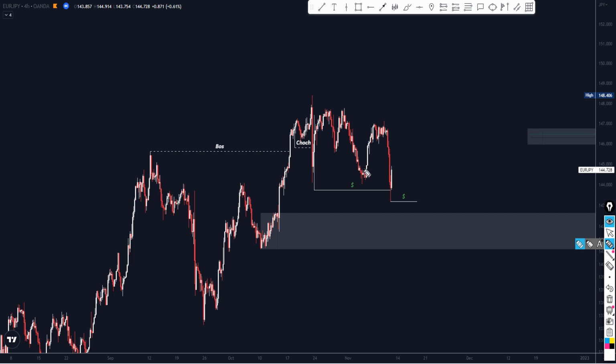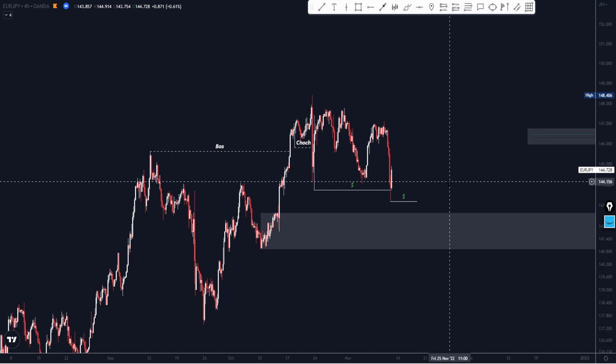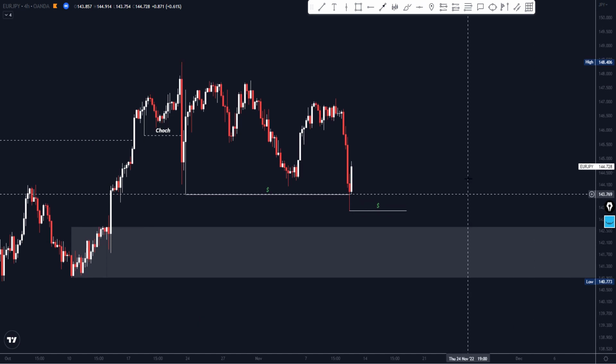Most people, since price made it until here, believe that now we are in a downtrend. They see that as a lower high compared to this one, and then this one as a lower low, let's say, compared to this one. And they think that now we are in a downtrend. This is not the case at all though.